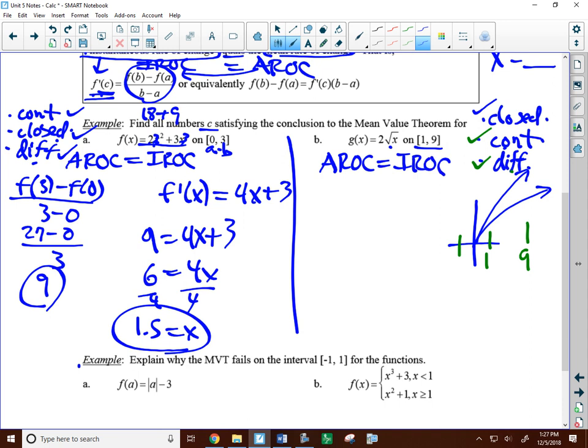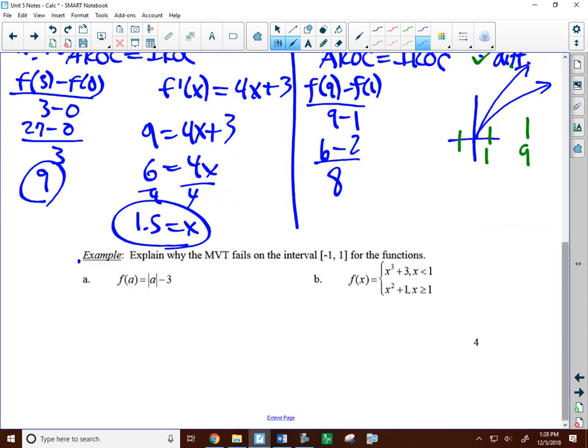So let's do the AROC, f of 9 minus f of 1 over 9 minus 1. So f of 9, the bottom's 8. F of 9, I plug in 9. Radical 9 is 3, times 2 is 6. F of 1, I plug in 1. Square root of 1 is 1, times 2 is 2. So I get 4 over 8, which is 1/2.